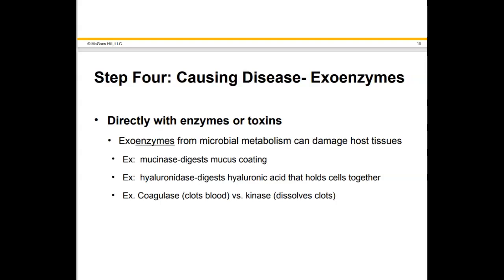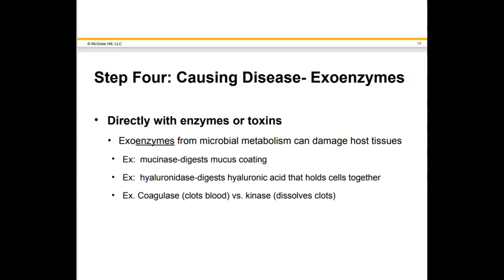Coagulase versus kinase, so whether they form blood clots or the exoenzymes help to dissolve clots. So coagulase is something that will allow your blood to clot, so they can secrete chemicals that act as coagulants. And so having the blood clotting, they believe, may help to disguise the bacteria sometimes, so it may aid the bacteria because your immune system may not be able to find it if it's surrounded by a lot of fibrin formed by the blood clotting.